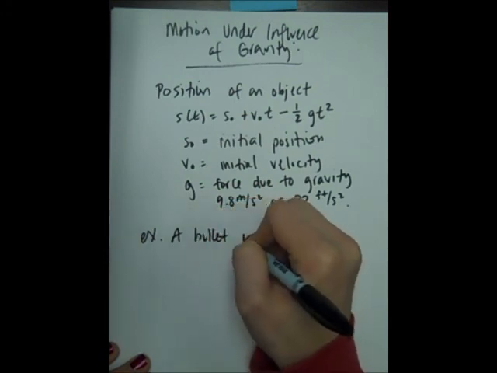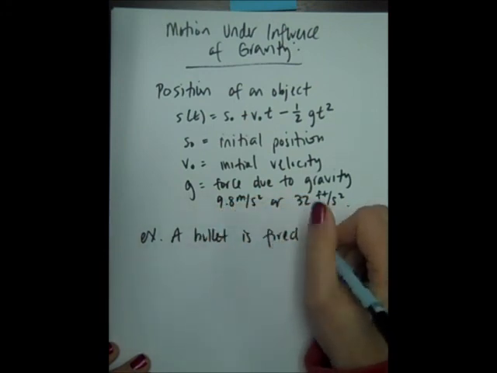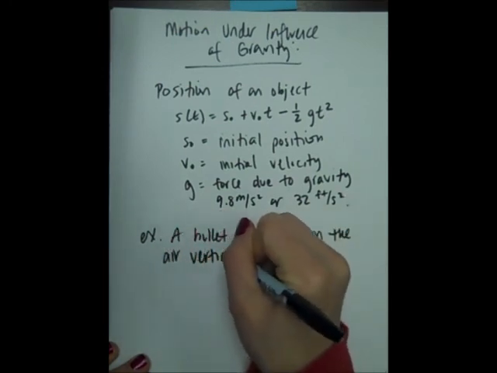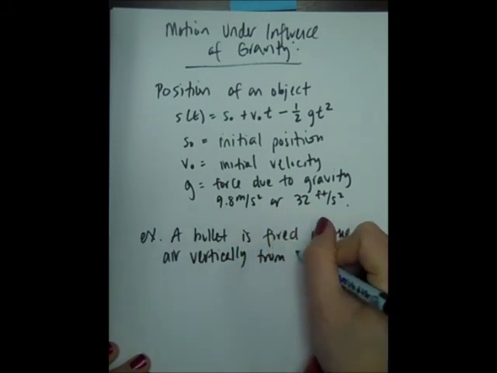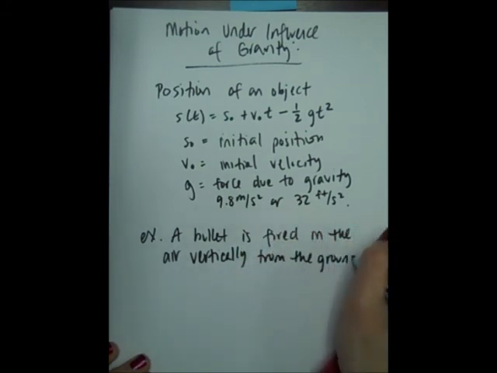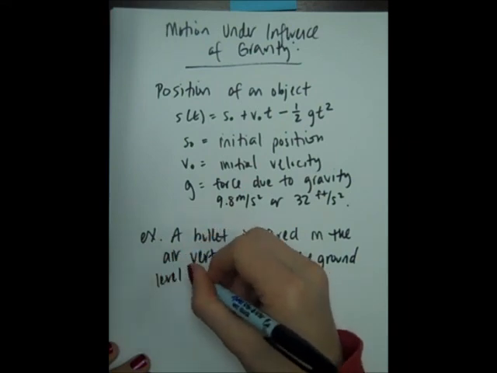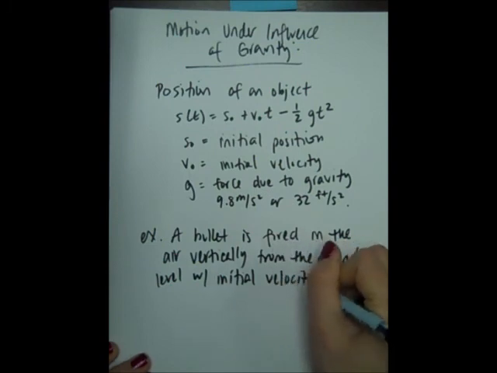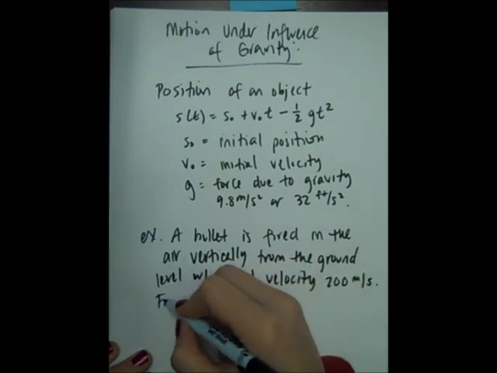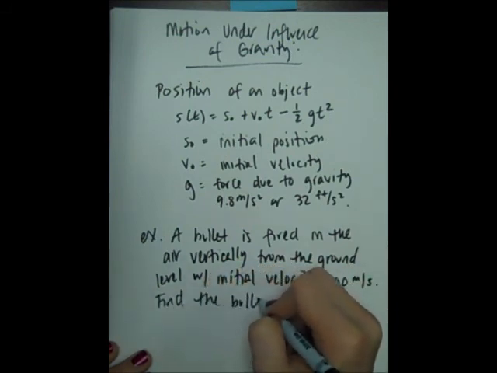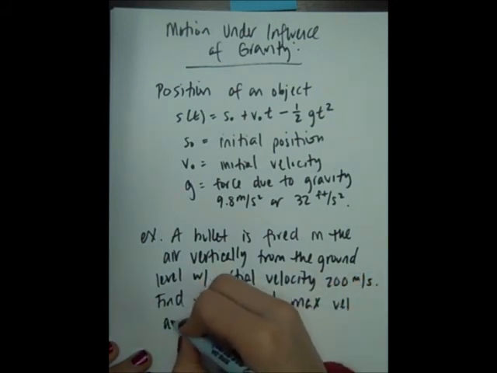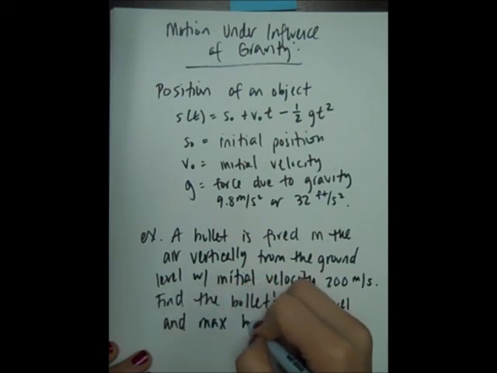Let's say a bullet is fired in the air vertically from the ground level with initial velocity 200 meters per second. I want to find the bullet's maximum velocity and maximum height.